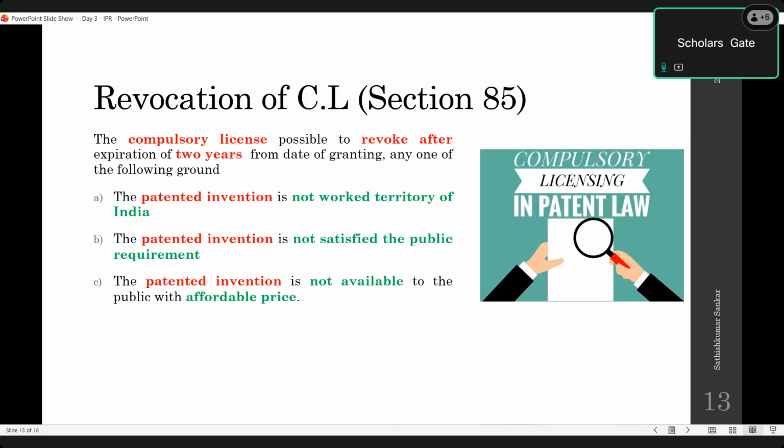Next, the patented invention does not satisfy the public requirement. Already I mentioned that: first, the 3 years duration. Second, once the compulsory license has the 2 years duration, within 2 years it should satisfy the public requirement. Otherwise the compulsory license is revoked. And the third, the patented invention is not available to the public at an affordable price. So within 2 years the compulsory licensee should satisfy these three grounds, or if it fails to satisfy any one of them, the compulsory license will be revoked as per Section 85 under the Patent Act 1970.